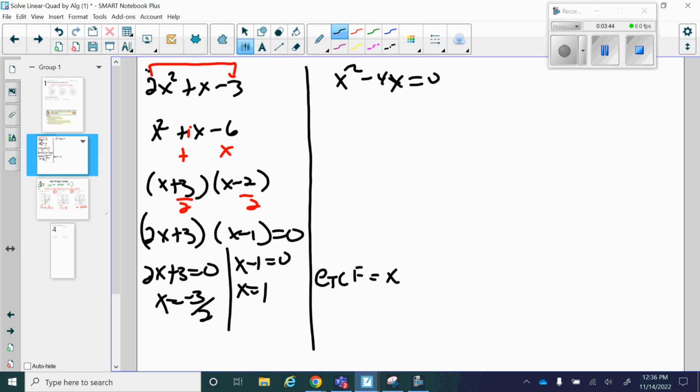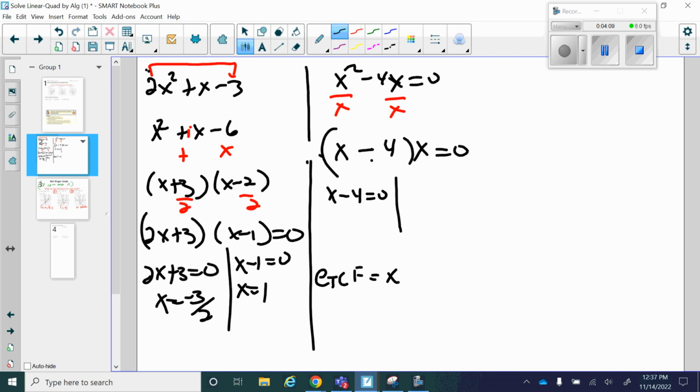So once I pull out the GCF, I'm going to divide each term by the GCF, and that gives me x minus 4. So that is one factor, and my GCF is the other factor, and that is equal to 0. Set both factors to 0: x minus 4 is equal to 0, and the GCF equal to 0 is already solved. So x equals 4.